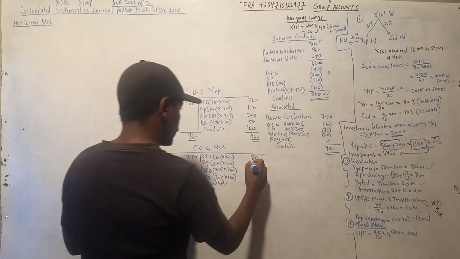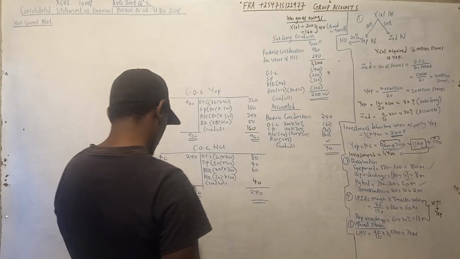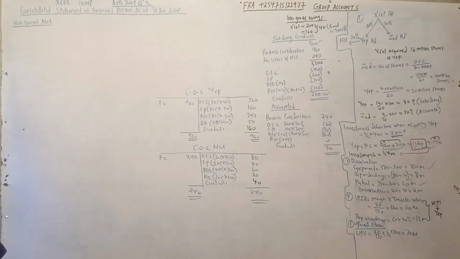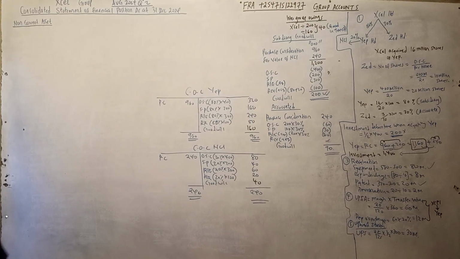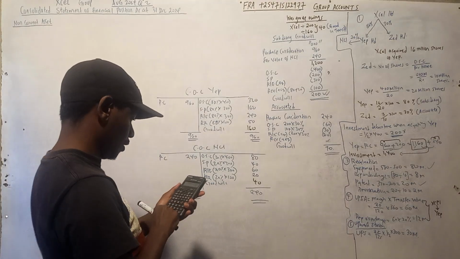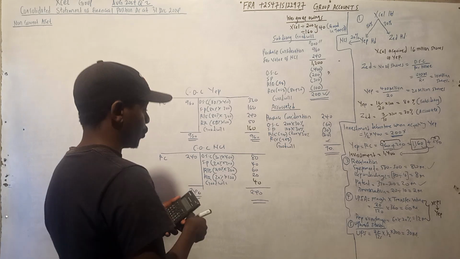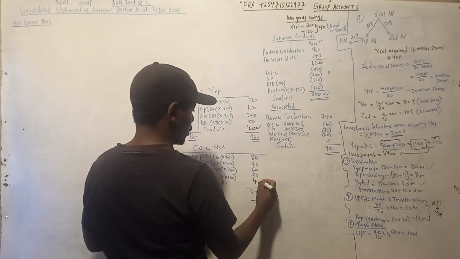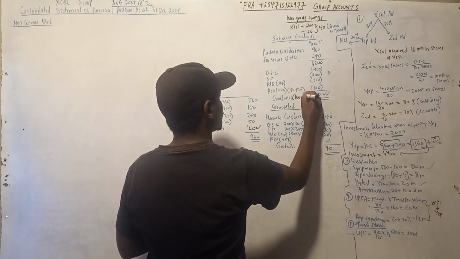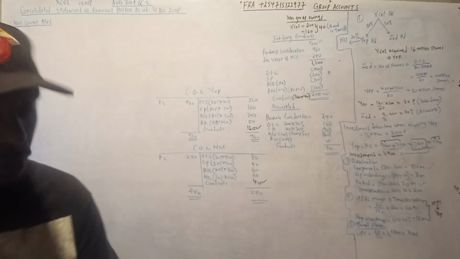200, 40, 300, 60, 100, 20. When you get the balancing figure, how much are you getting? Let us see. 240 minus 80 minus 40 minus 60 minus 20. I'm getting 40. So when you add 160 plus 140, you get this one. So 160 plus 40.